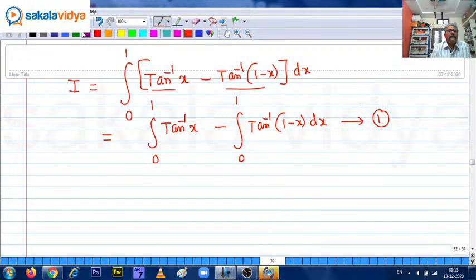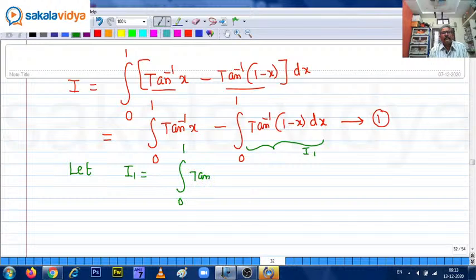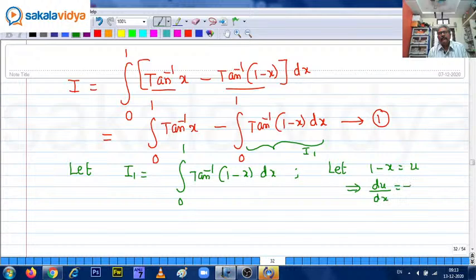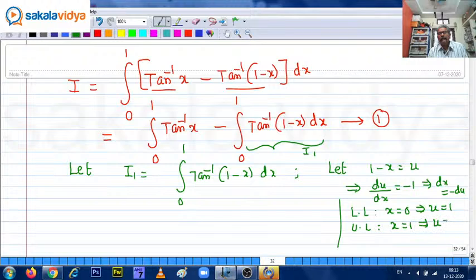So let us do something now. Let us consider this second integral as I1, integral 0 to 1 of tan inverse (1 minus x) dx. Let us say 1 minus x is equal to u. So du by dx equals minus 1, so dx equals minus du. Accordingly, we need to change the limits also. Lower limit x is 0, so u will be 1 minus 0, which is 1. Upper limit x is 1, so u will be 0.